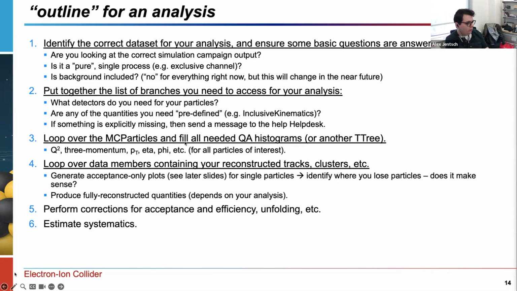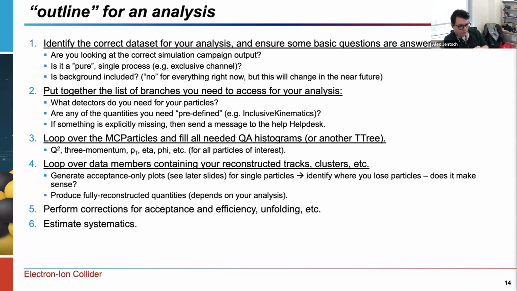And then when you actually go through and do the loop over particles, you should really start thinking about QA histograms. In the exclusive working group, we've already started putting together a list of required histograms that everybody must produce. And these are simple things: Q square, 3 momentum, PT, eta, phi. And I'll show you why that's important in just a moment, that we really have this for every single analysis, because it can be one of the easiest ways to immediately see if there's a problem. And then from there, it's really going through and doing reconstruction and performing all your corrections and doing systematics.